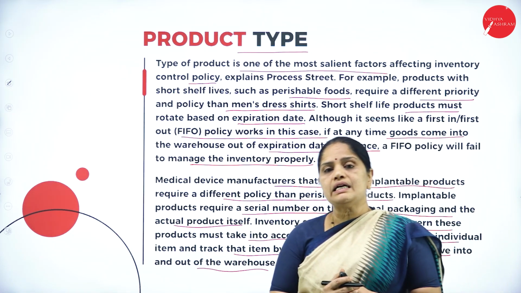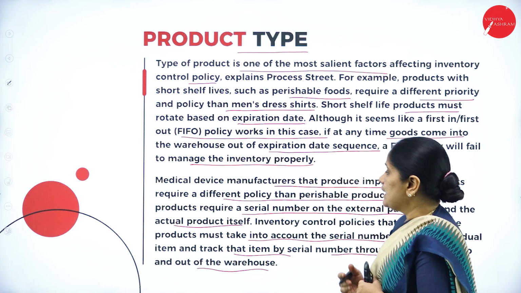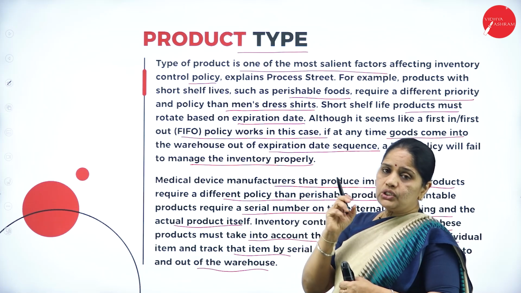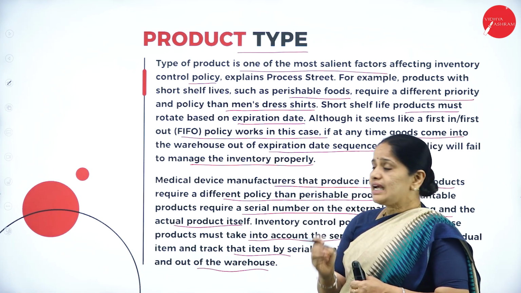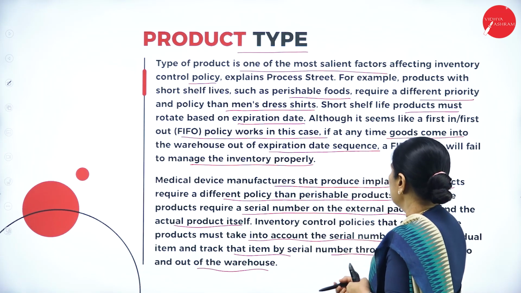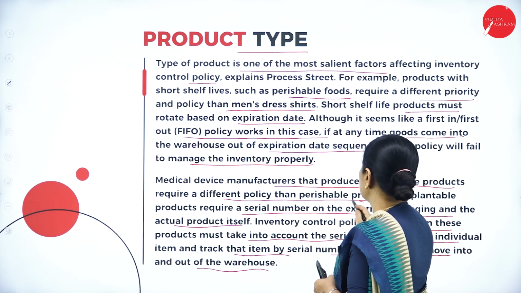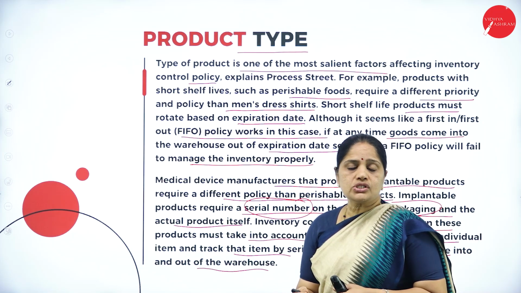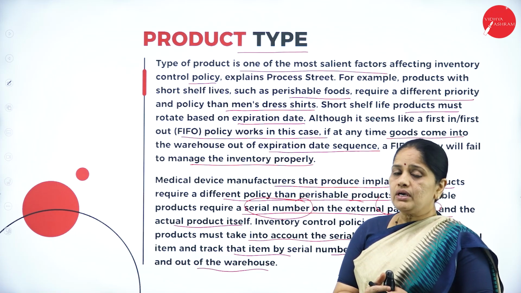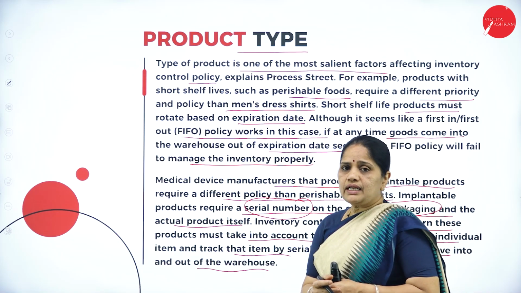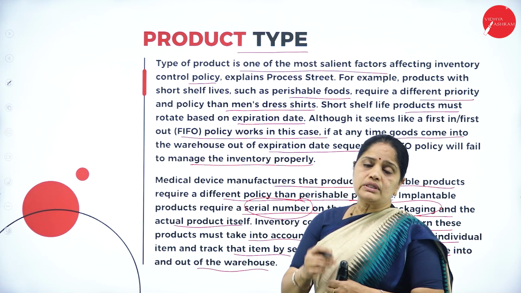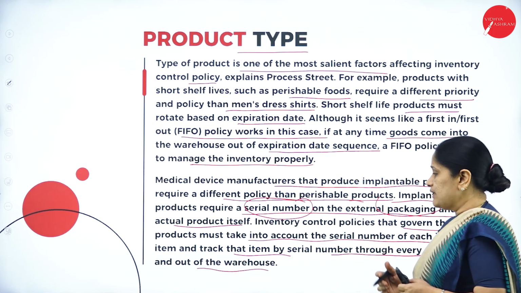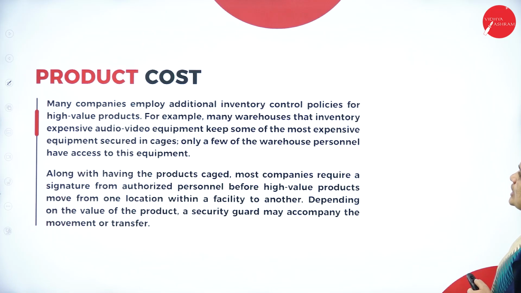Suppose it is a medical device. If it is a medical device or something which is to be implanted, for all those devices, they will carry a serial number. That serial number is on the device itself and also on the external packaging. So, the inventory management control will be just tracking the serial number of each of the devices which are there in the inventory.